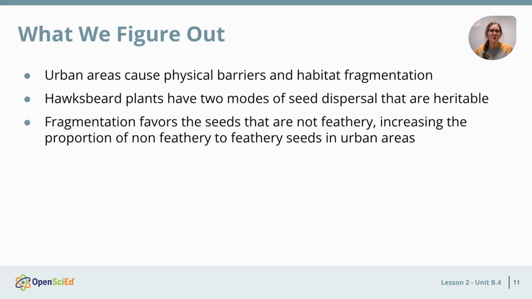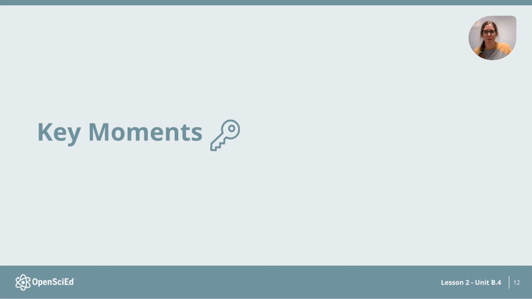So what we figure out through this entire lesson, that urban areas cause physical barriers and habitat fragmentation, that the hawksbeard plants have 2 modes of seed dispersal that are inherited or heritable, and that fragmentation is going to favor the seeds that are non-feathery, which over time is going to increase how many non-feathery seeds are made compared to the feathery seeds in urban areas.